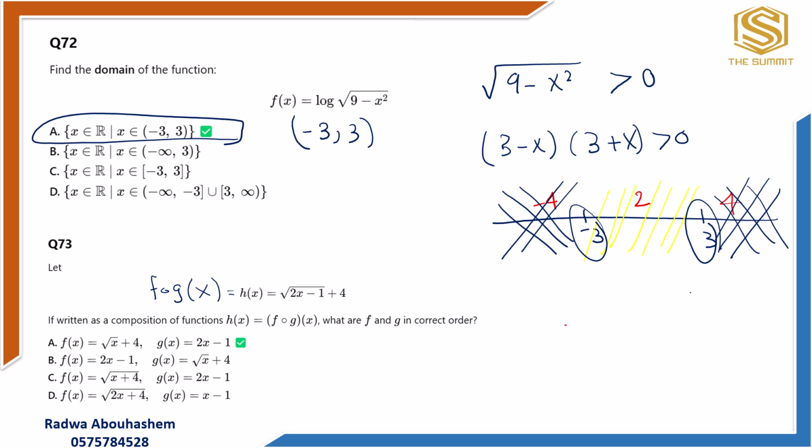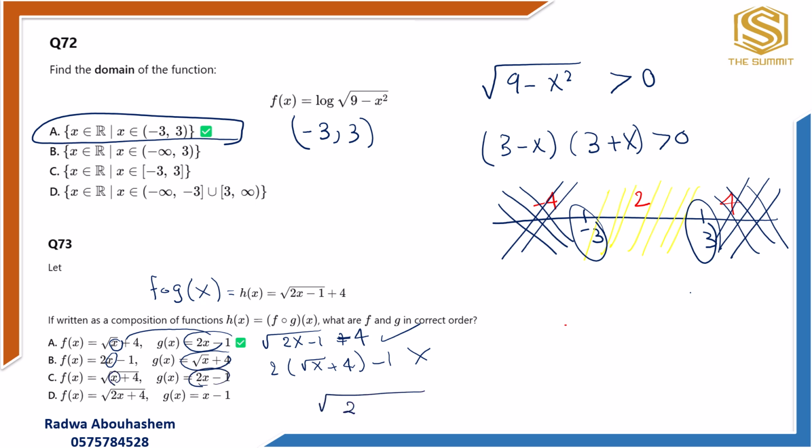Let me try the first choice here. And instead of the x here, I'm going to put all of the g. So it would be root 2x minus 1 plus 4. Yes, it matches my answer. Let me try the other here for you to understand. Instead of the x here, you're going to put all of this. So it would be 2 times root x plus 4 minus 1. So it doesn't match. Here, instead of the x, you're going to put 2x minus 1. So it would be 2x minus 1 plus 4. Again, it doesn't match. So the only choice here that matches my answer is A.